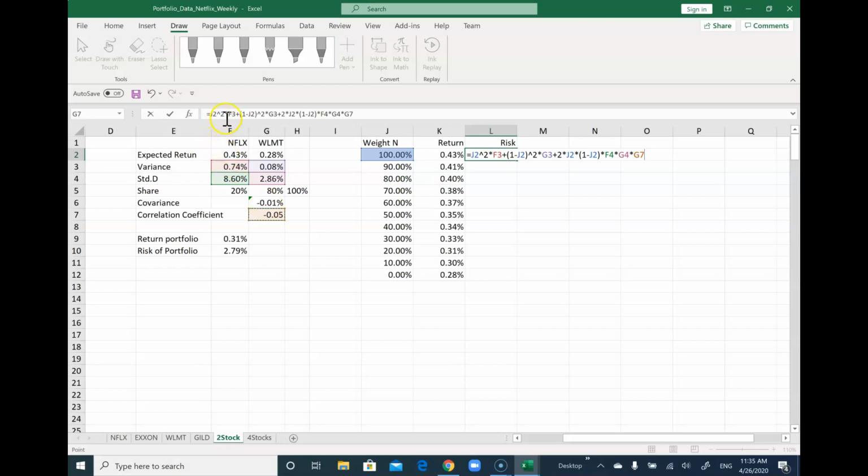Then we will have to fix the reference to the absolute reference for all the variance, standard deviation, and the correlation coefficient. So that's what I'm going to do here. So I'm going to fix this, and correlation coefficient, standard deviation, and this the standard deviation. So when I press enter, you can see that now when you put all of your money in Netflix stock, the risk of your portfolio is equal to the risk and the variance of the Netflix stock, right?